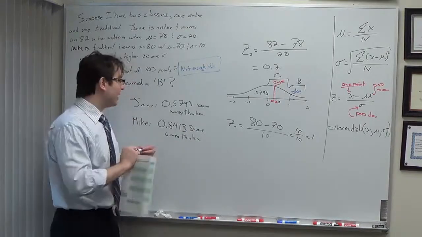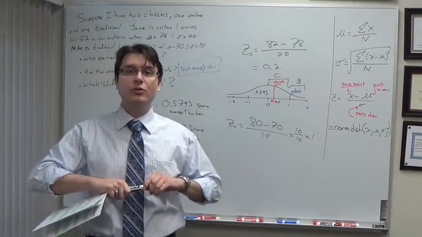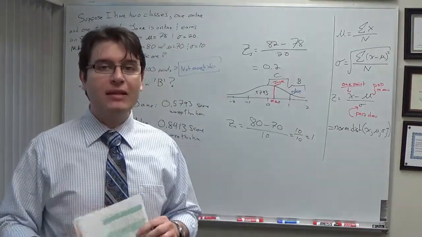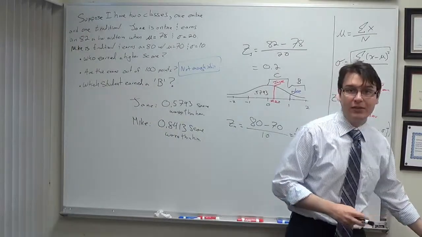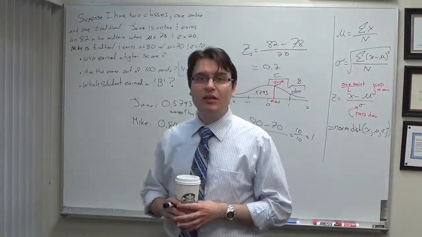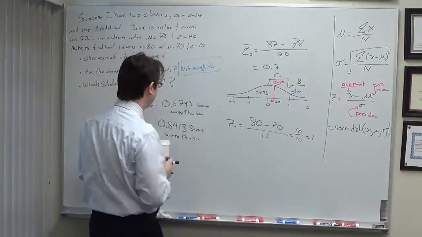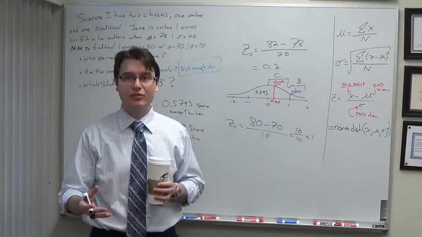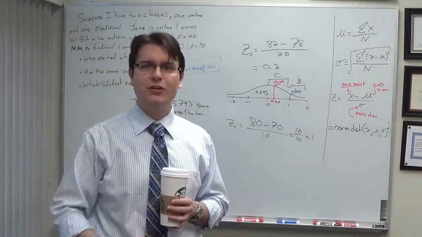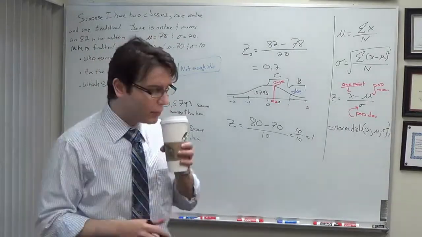Mike has scored higher than 84% of people who took the test. Mike has done much better than average. Whatever average might be on this test, he has scored exceptionally more than them. And so this is exactly the type of reasoning why we would say Mike's not just done an average performance, he's done very good. Many people have scored much lower than him.